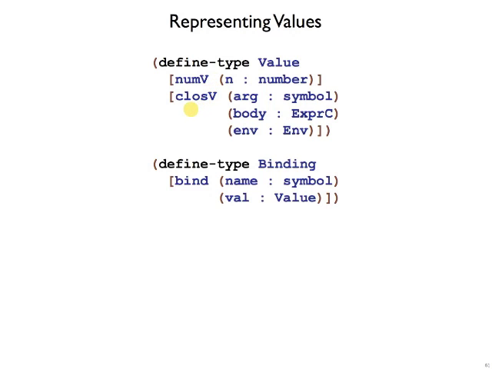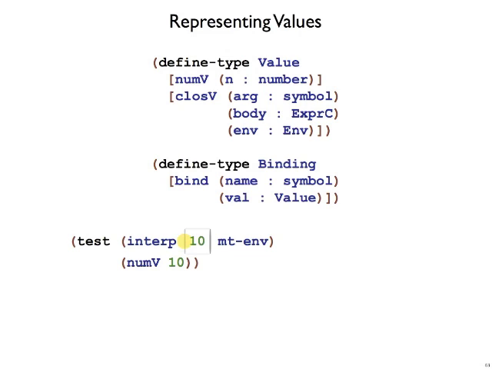Close v then is a closure, which has those three parts: the name of the argument, the body expression, and the environment. Meanwhile, we change our definition of binding to map names to values instead of just to numbers, since we have more kinds of values now. So given this representation of values, when we interp the expression 10 in the empty environment, what we expect to get back is the value 10, which we write as num_v10.